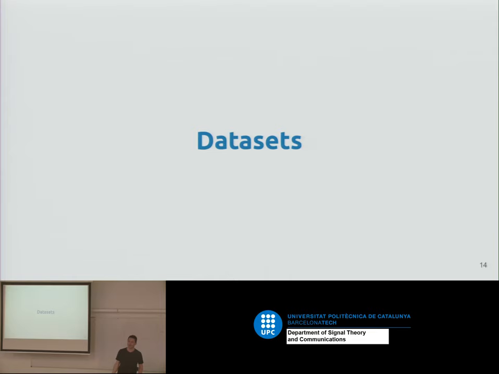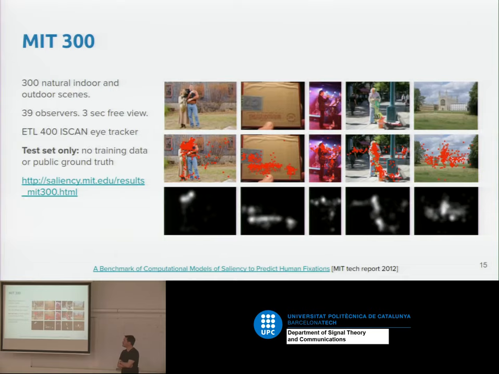The first data set that came out, in 2012, was the MIT 300 data set, and it's still the benchmark for saliency prediction algorithms. If you develop a new saliency prediction algorithm for images, you'll typically run it on this data set, produce your heat maps, and send them off to MIT. They'll evaluate them for you and put your score on a scoreboard. You can go to this URL here, saliency.mit.edu results, and that will show you who's doing the best at this task at the moment.